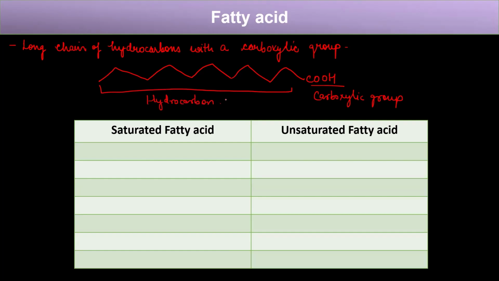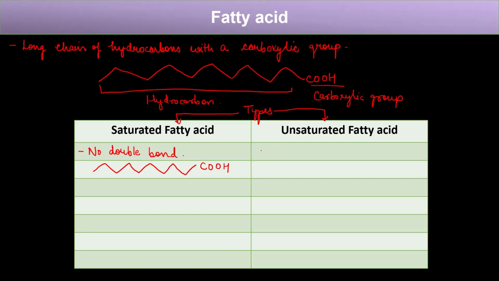Okay. Now, the fatty acids are of two types. So if we talk about the types of fatty acids, we have two types, the saturated fatty acid and unsaturated fatty acid. So what is the difference between saturated fatty acid and unsaturated fatty acid? So in the saturated fatty acid, there is no double bond. Okay. So its structure will be like this. There is no double bond.